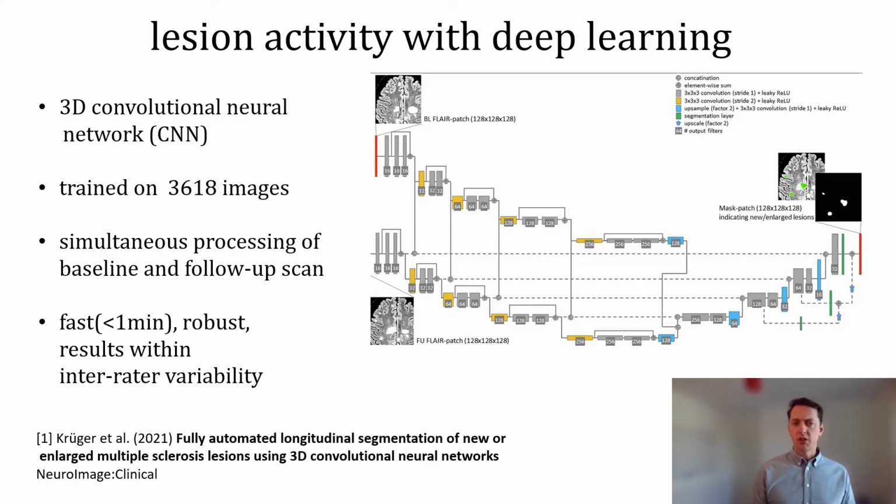As we have seen, to measure lesion activity requires quite some manual work and is usually very tedious. Fortunately, computers can help and save a lot of time. We have trained a convolutional neural network. The baseline and the follow-up FLAIR were simultaneously processed by the network, which was trained on more than 3,000 images. And we demonstrated that the CNN enables to automatically identify lesion activity in less than 1 minute with an accuracy which was within the inter-rater variability.